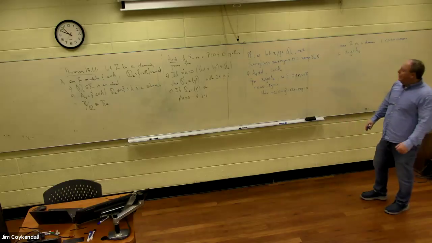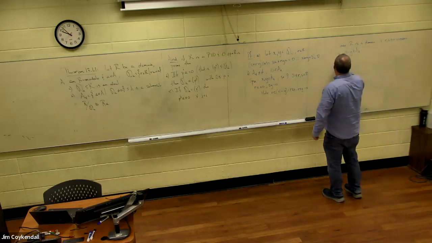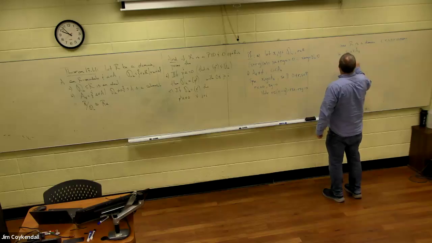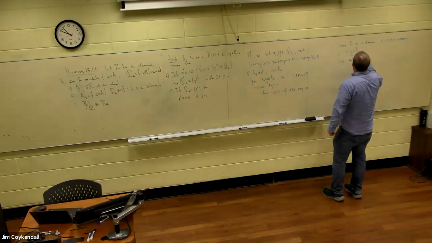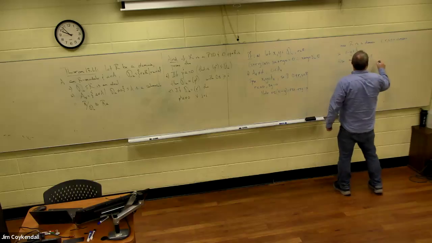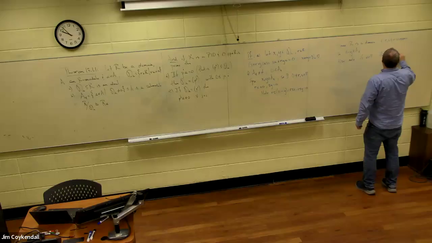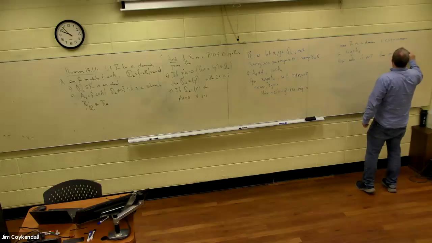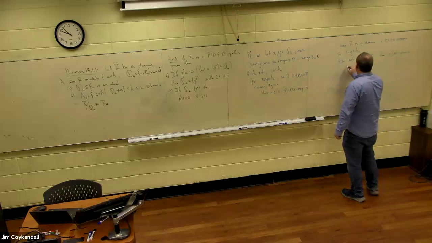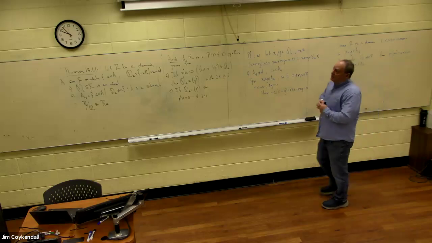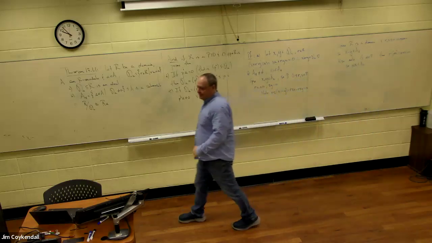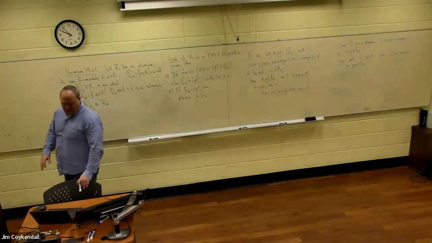Also note, if alpha is in R, then R alpha X equals alpha RX equals 0. So alpha X is in AT as well. So in fact, it is a submodule. Any questions on that?